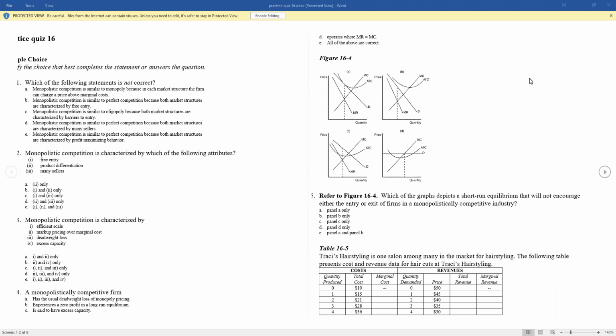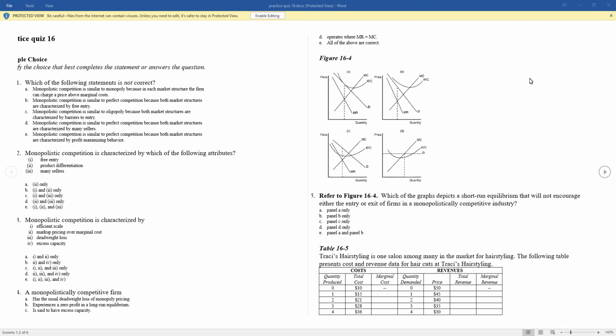At number 4, a monopolistically competitive firm has the usual deadweight loss. A is correct. Experiences zero profit in the long run, B is correct. It is said to have excess capacity, C is correct. Operates where MR equals MC. That's the profit maximizer in all market structures. So it's E, all of the above. And again, I would emphasize knowing all these, questions 1, 2, 3, and 4 really review the characteristics of monopolistic competition. So I think those are good to know.